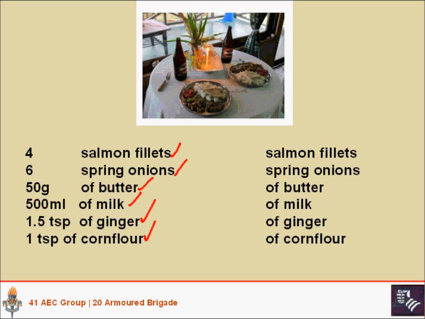We would halve all of the ingredients, as there are half the amount of people that will be eating. So therefore, you'll have 2 salmon fillets, 3 spring onions, 25 grams of butter, 250 milliliters of milk, 0.75 tablespoons of powdered ginger, and 0.50 tablespoons of corn flour. This shows that as we decrease the number of people, we decrease the amount of ingredients. This is direct proportion.